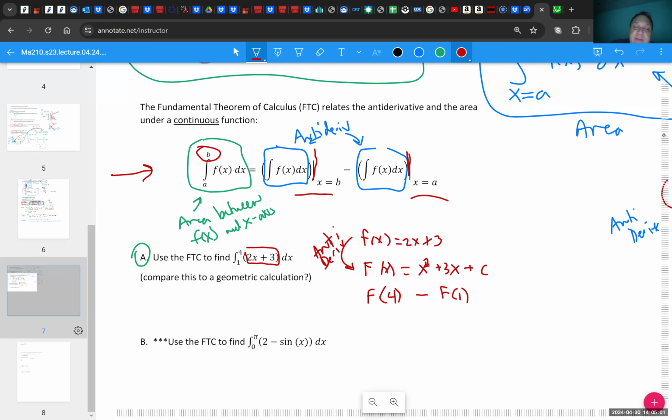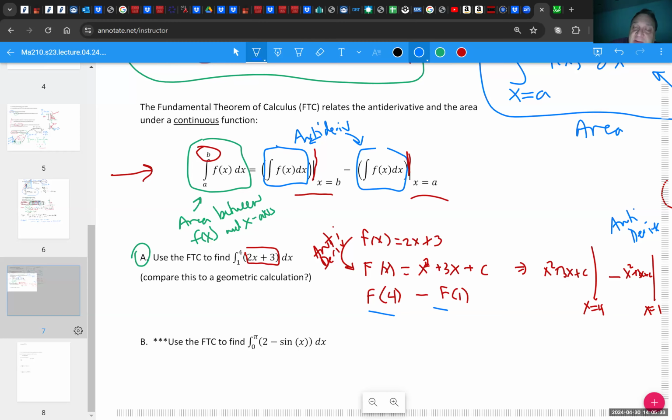Now, math people don't write f4 minus f1. What they'll say is that we're going to calculate the x squared plus 3x plus c at x equals 4 minus the x squared plus 3x plus c at x equals 1, right? So they're going to use that line to represent the fact that we're taking the thing and evaluating. But honestly, it's the same thing as just doing F4 minus F1. All we're doing is plugging in 4 and plugging in 1, right?